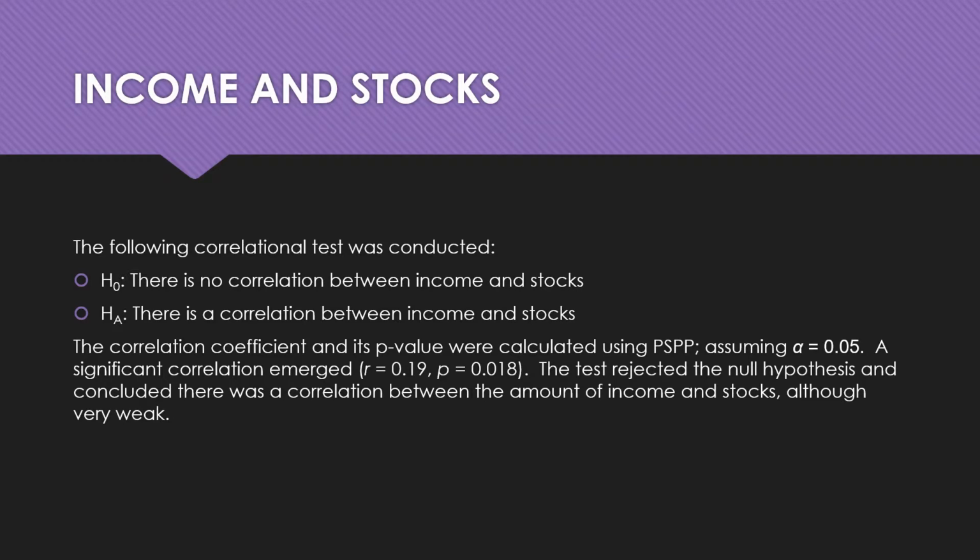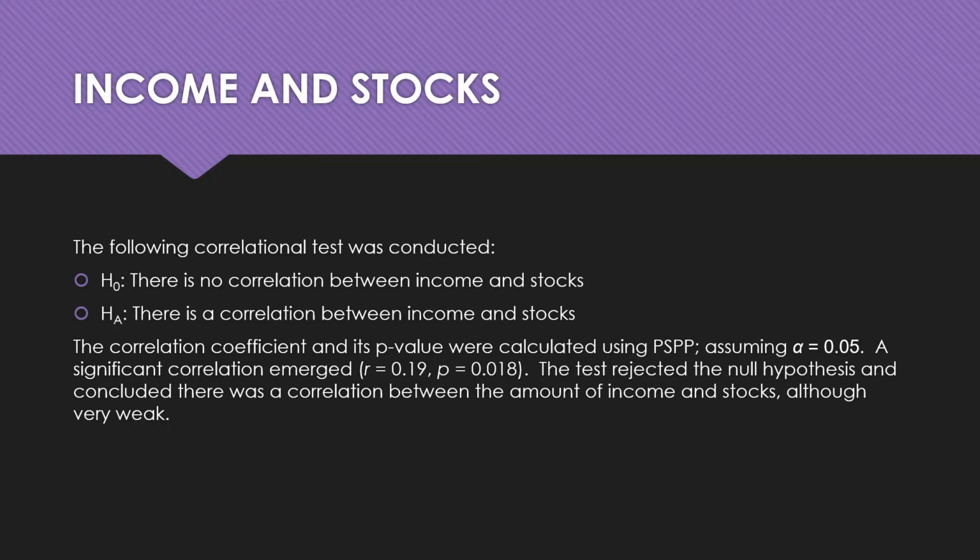The second one that we did is income and stocks. Again, our null hypothesis is there is no correlation between income and stocks. Our alternative is there is a correlation between income and stocks.